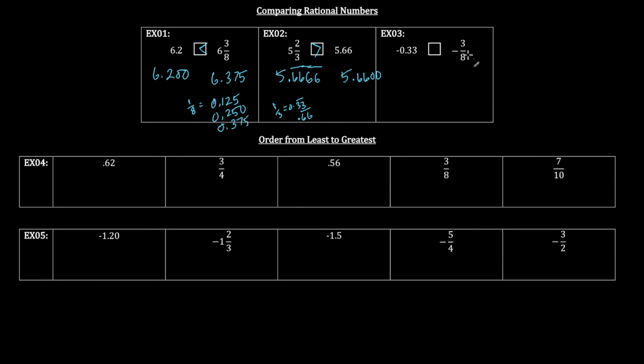Okay, so eighths. I keep putting eighths because I know that people don't like eighths. So 1/8 is 0.125. 0.250 would be 2/8. 0.375 would be 3/8. So negative 0.33 compared to negative 0.375. So I'm going to put a 0 here. 330, 375. This is the larger negative. This is bigger and it's negative, which means it's less.